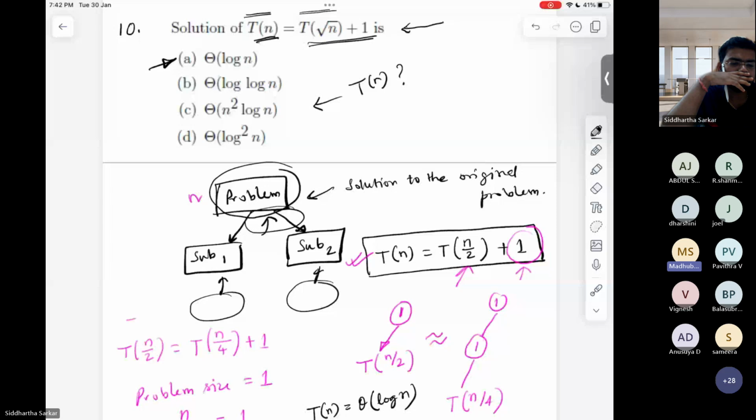Must be less than log n. So final expression must be n power 1 by 2 power k. So after that, I don't know. I don't have any idea. Great.